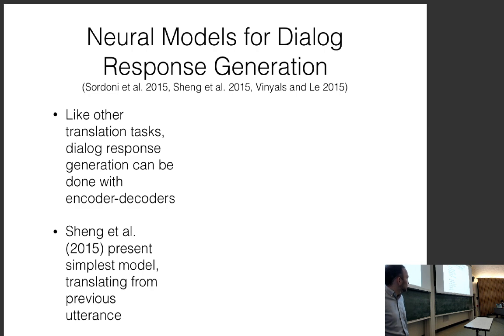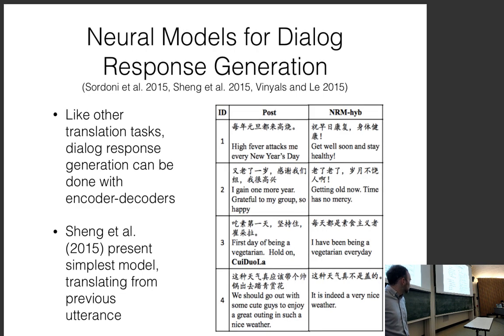There's a bunch of little twists here. The simplest model basically takes the previous utterance. In this case, they were doing it in Chinese because they're a Chinese research group. So they take the previous utterance and try to generate the output.